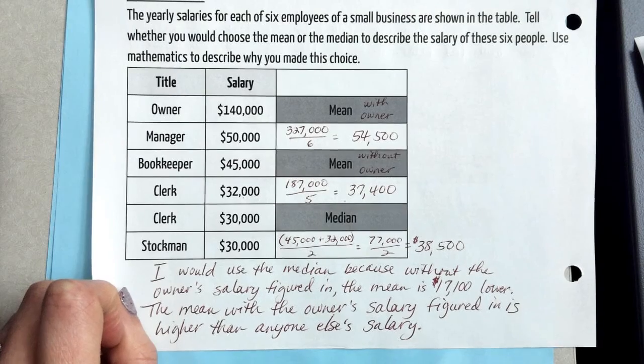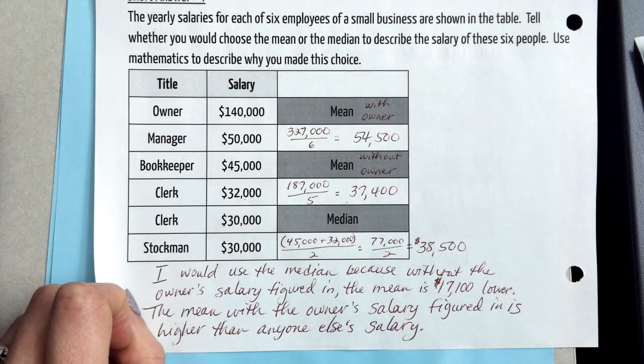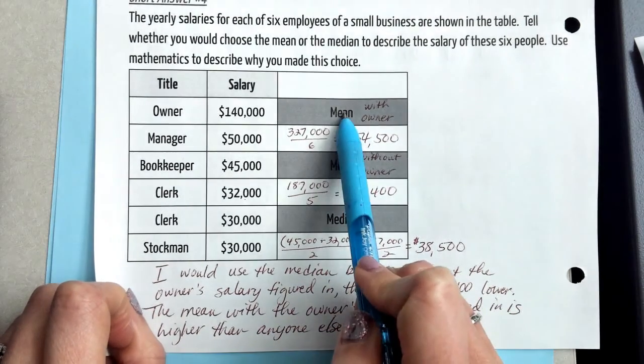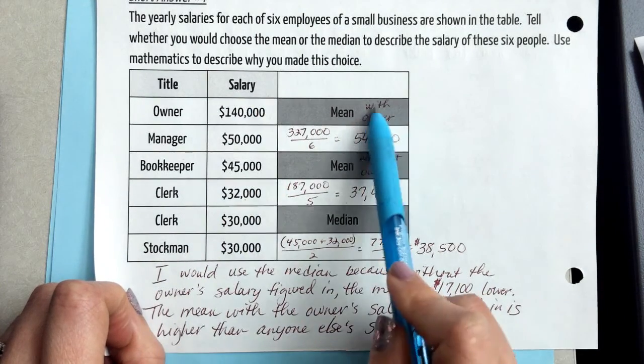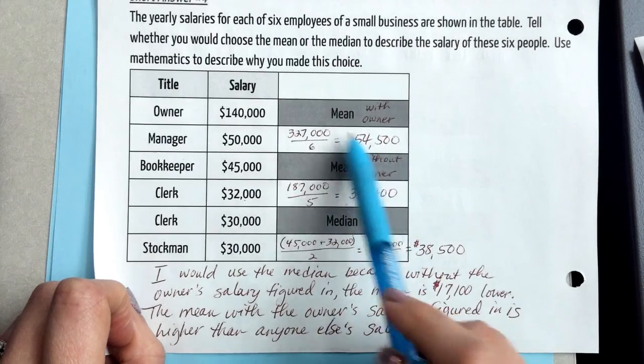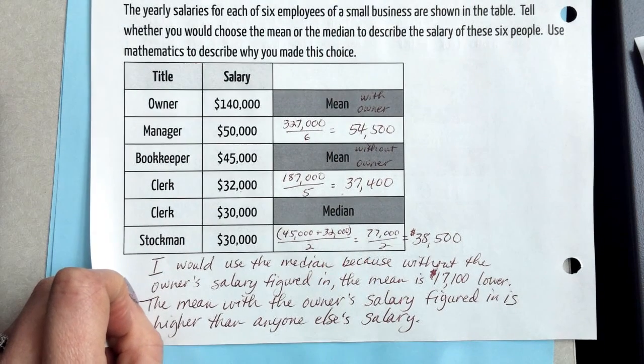Well, no, it doesn't work that way. You don't get to just take out the extreme value and do the mean. It's either the mean using all of the numbers or the median. Okay, and since the mean with all of the numbers doesn't work well, we would want to use the median.